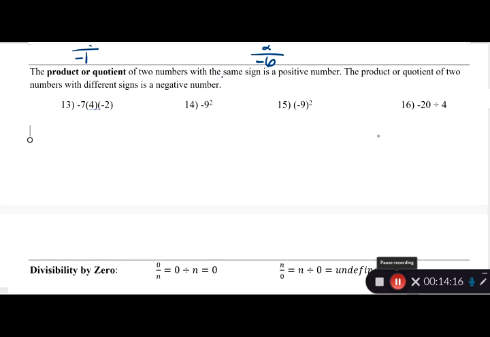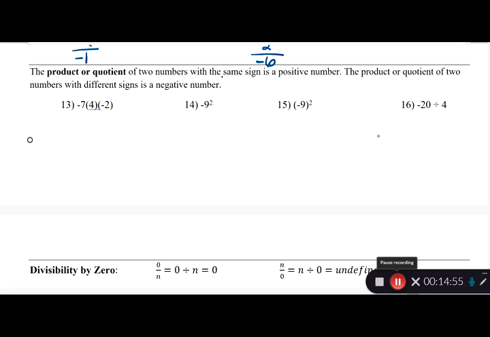To get the product or quotient of two numbers with the same sign is a positive, always. So whether they're both negative or they're both positive, it's going to be a positive. And then the product or quotient of two numbers with different signs is a negative number. A positive times a positive is a positive. A negative times a negative is a positive. A negative times a positive is where you would get a negative.